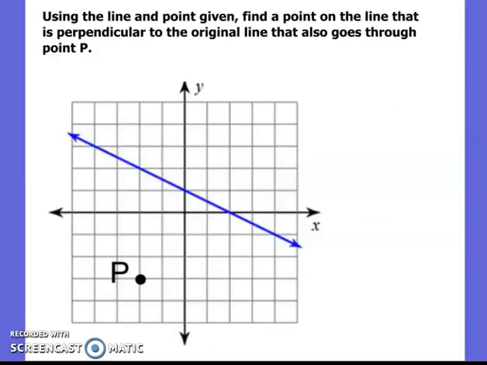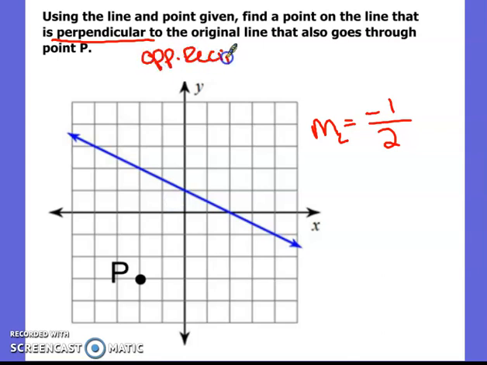All right, using the line and the point given, find a point on the line that is perpendicular to the original line. Now, that's the important thing here. First things first, I'm going to call it ML, we're going to find the slope of the line. Well, if I look, I go down 1 over 2, down 1 over 2, so -1/2. From here, this is where the perpendicular comes in. If it is perpendicular, that means it is my opposite reciprocal. Well, the opposite reciprocal is +2 over 1.